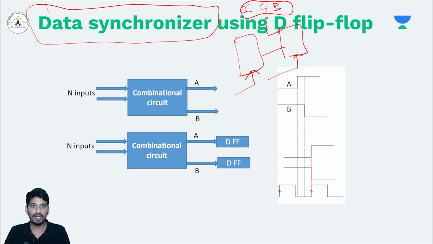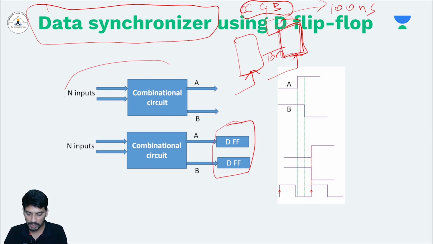Okay, let's take an example. This path has 100 nanoseconds delay and this path has only 10 nanoseconds delay, but I want these two paths to appear at the same time. So how can I do that? This is what synchronization means. I want to have synchronization in these two paths. How can I do that? By using simple D flip flops.